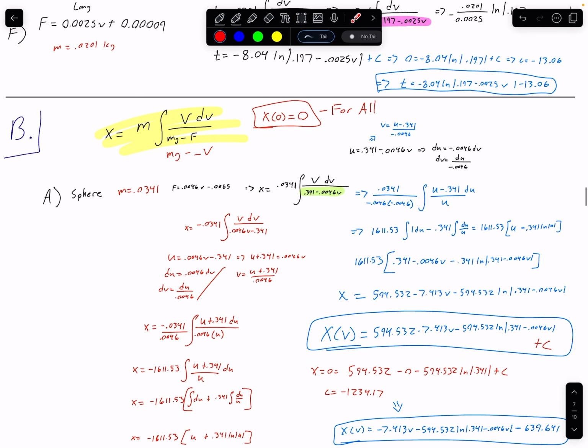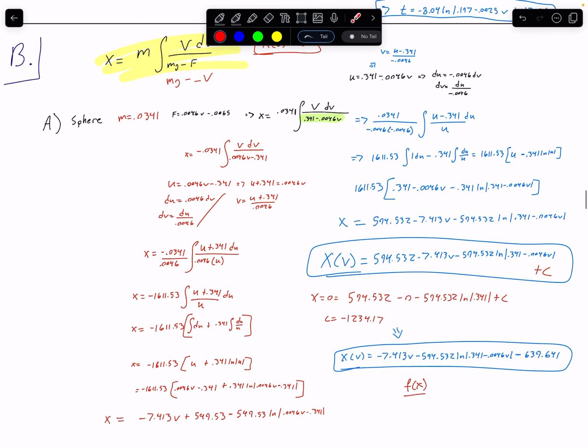Then this is going into part B, finding the distance, or using integrals to find distance. We have x equals m times the integral of v divided by mg minus f. And it's important to note that x of v equals the distance, but x of 0 equals 0. So that's where the constant c's will be important to offset that and make that true. So here we use the same mg minus f from part A, but it makes it a little bit complicated because we have a v up top and on the bottom.